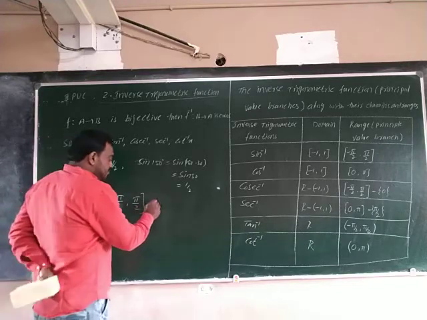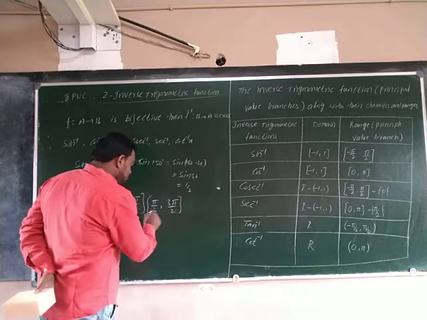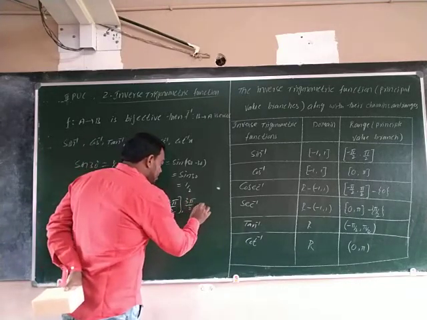And similarly, pi by 2 to 3 pi by 2, and next 3 pi by 2 to 5 pi by 2. These are all closed intervals.